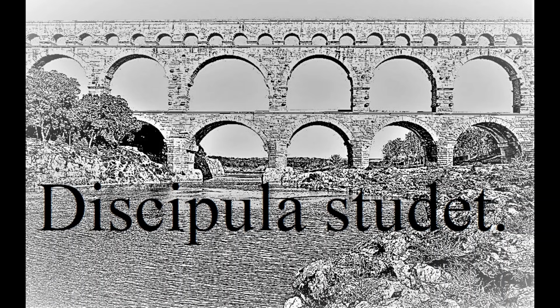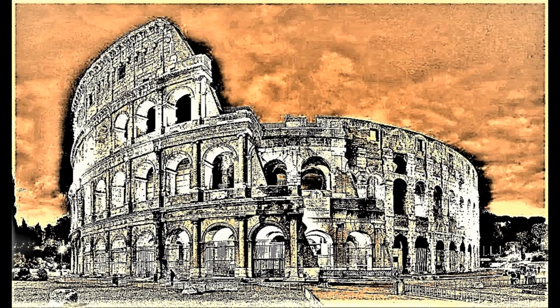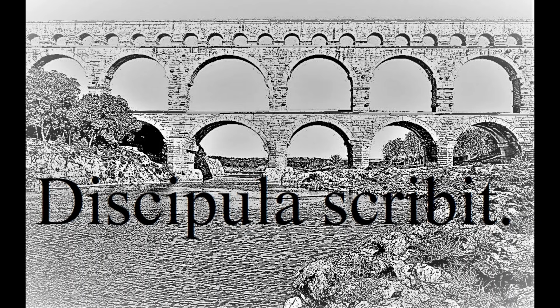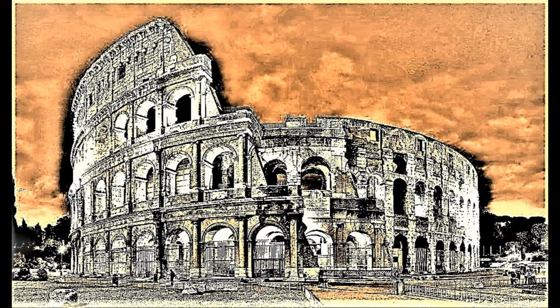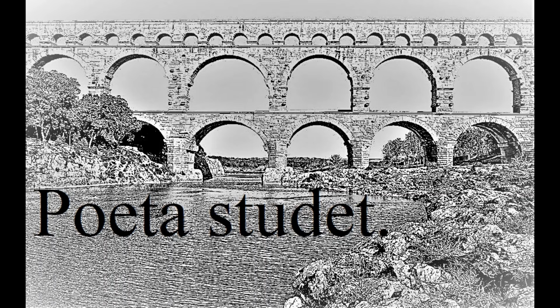Notice that the C in discipula is a hard sound like a K. This is always the case for Latin. C's never make an S sound. Now how would we say the student writes? Can you remember? Discipula scribit. And the poet studies? Poeta studet.